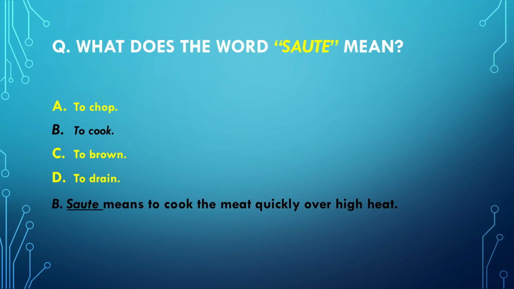Our choices are to chop, to cook, to brown, and to drain. Saute means to cook the meat quickly over high heat. And actually, that's very similar to what brown means, to brown the meat. But to saute means to cook the meat quickly over high heat.